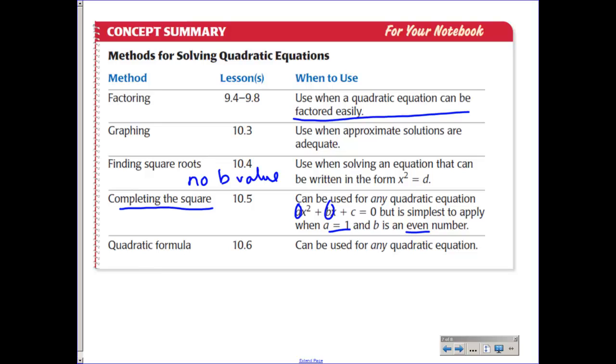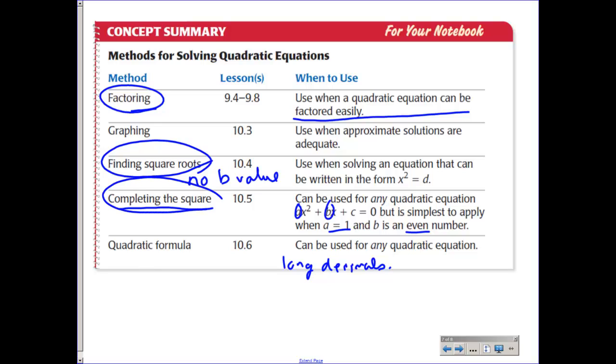The quadratic formula can be used for any quadratic equation. If you see anything that has crazy decimals, so long decimals, you might not want to try any other methods. Just go right to the quadratic formula. Quadratic formula should not be used if factoring is extremely simple, or finding square roots is extremely simple, or completing the square is extremely simple. So if any of those three methods are very, very simple to figure out, you should try to avoid the quadratic formula because it's going to take you more time to solve for the roots using the quadratic formula.